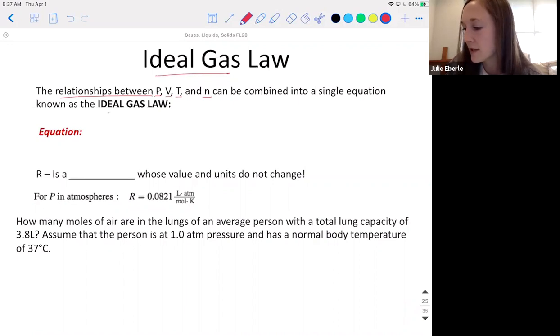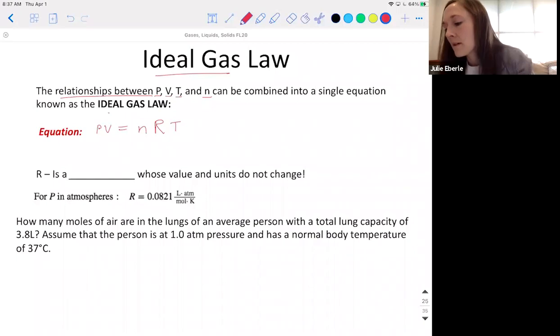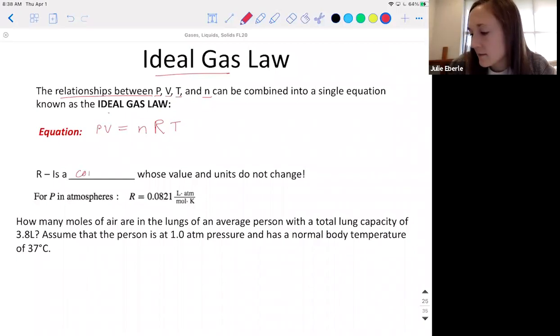So the equation is this. PV, pressure times the volume, equals the number of moles of gas times R. What is R? R is a new constant I'm going to introduce to you. nR and then T for temperature. PV equals nRT. So R is a constant whose value and units do not change.